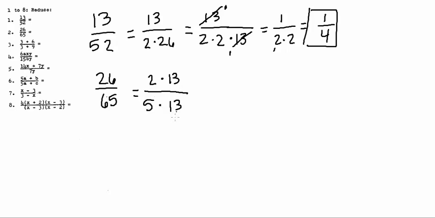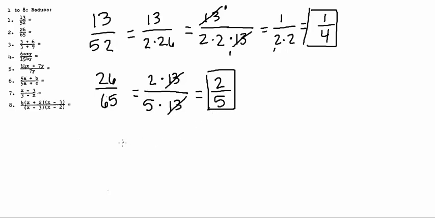There we go. And then going from there, we are going to be able to cancel out this 13 and this 13, because again, both of these factors are prime. So now when we simplify this fraction, it's going to simply be 2 over 5, and that's our final answer.